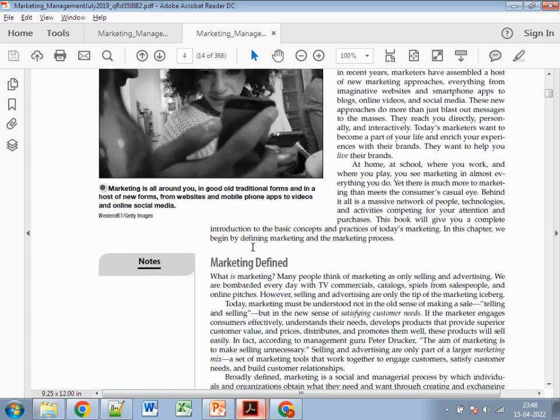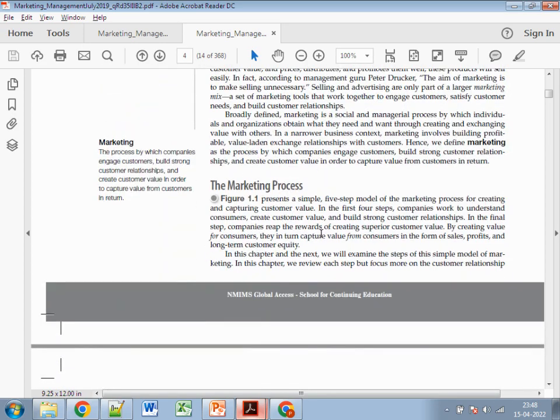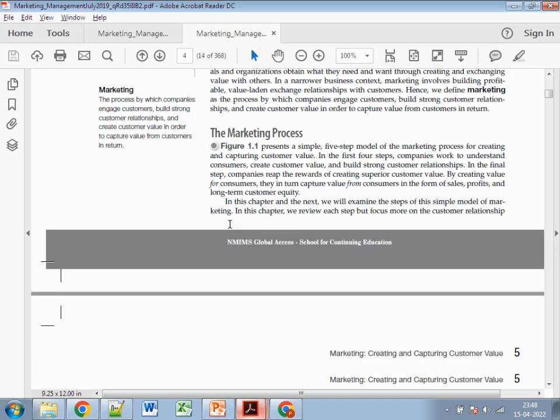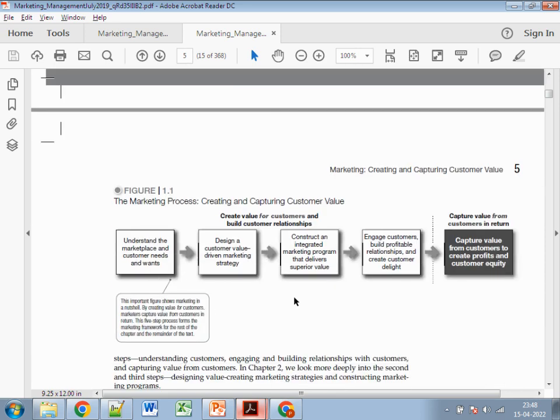So page number 4 is mentioned as the marketing process. You need to explain a bit about the marketing process, which is a 5-level process. At page number 5, it's clearly mentioned: understanding the marketplace, designing customer value, creating an integrated plan, engaging the customers, and finally capturing value from the customers. You just need to explain these steps a little bit in detail.